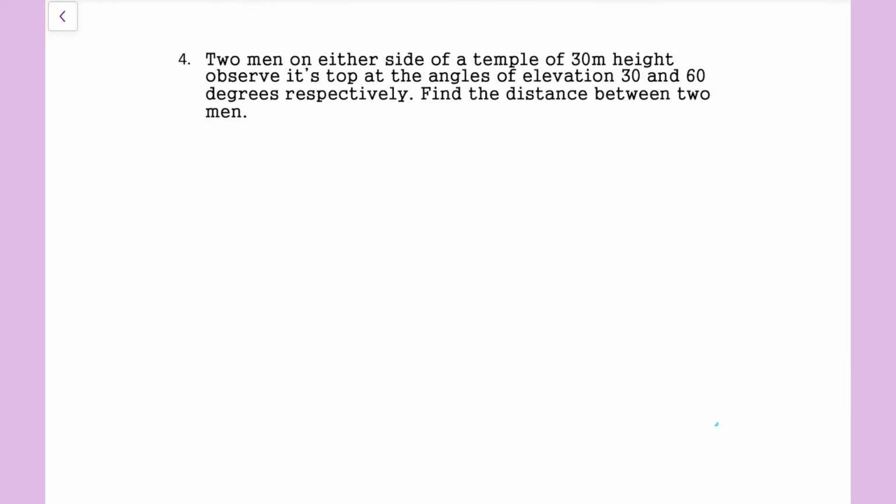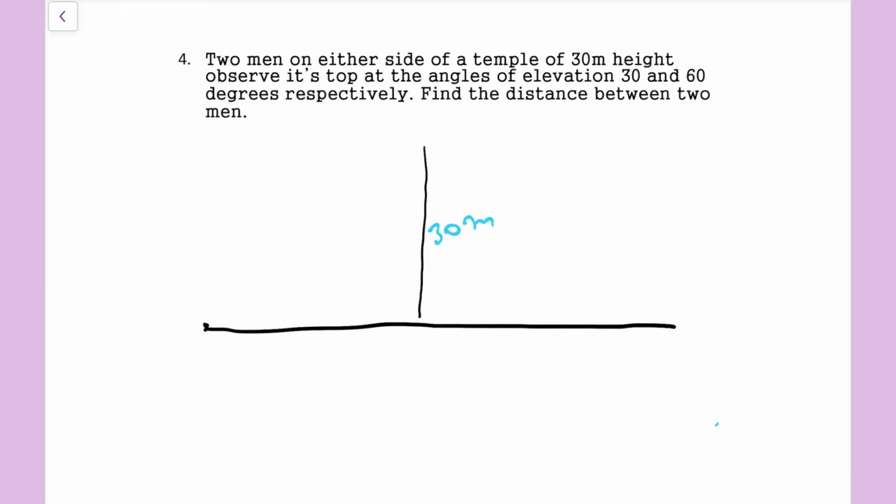Next, two men on either side of a temple. Here is one temple, on the left side one person and on the right side one person. We will draw one horizon. Two men on either side of a temple of 30 meters height. Temple height is given as 30 meters. They observe its top at angles of elevation 30 degrees and 60 degrees respectively. One observer is observing the top of the temple at 30 degrees and the second observer is observing the top at a 60 degrees angle. Then find the distance between the two men.